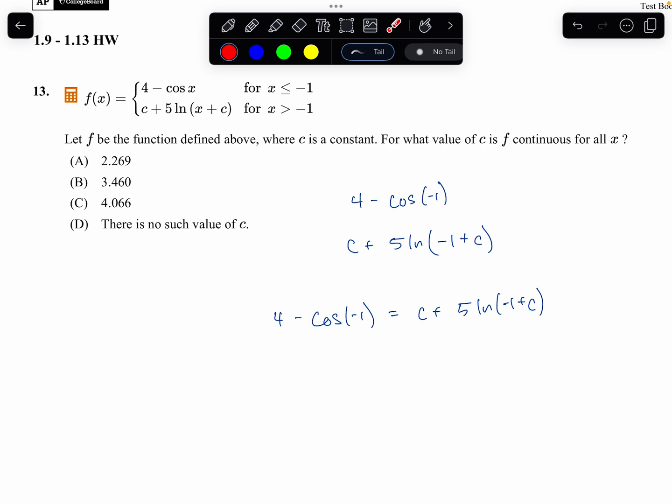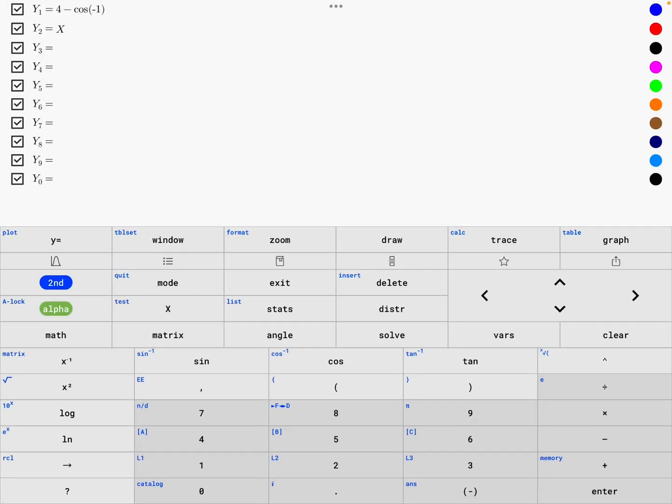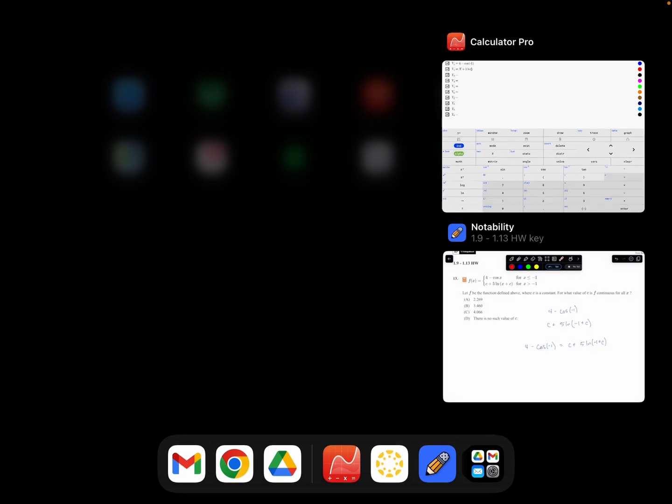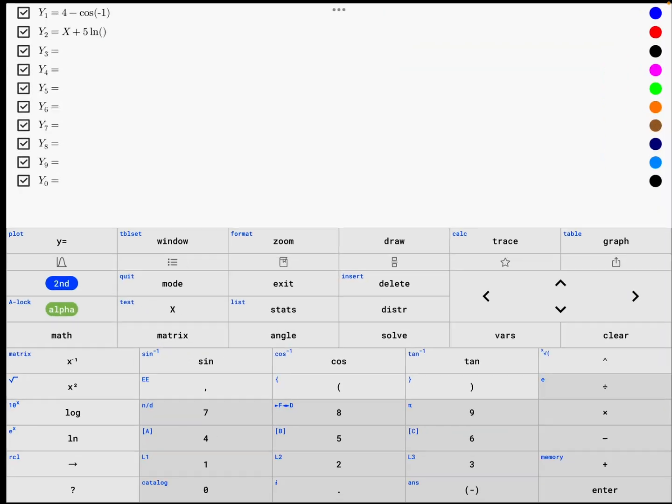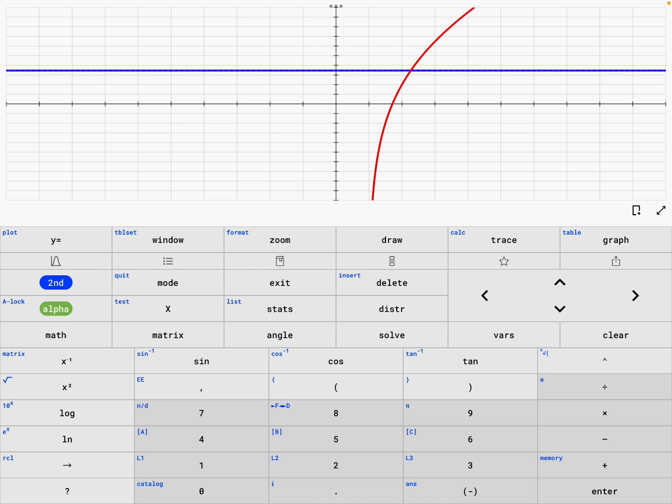Okay? And then we have x plus 5 natural log, so we'll do x plus 5 natural log of -1 plus x. And then we'll just graph it right here. Okay, so now we just need to check and see where they intersect.